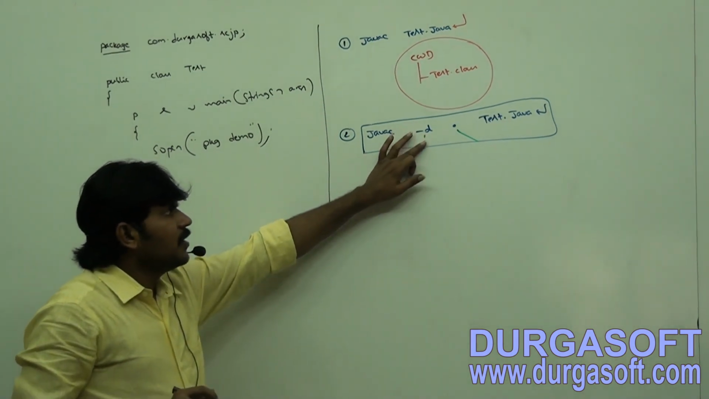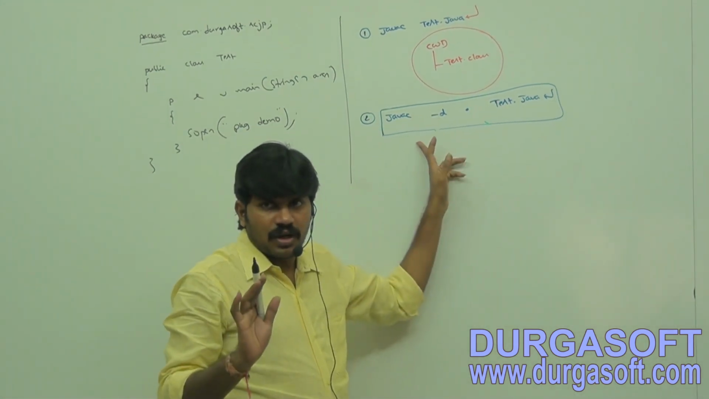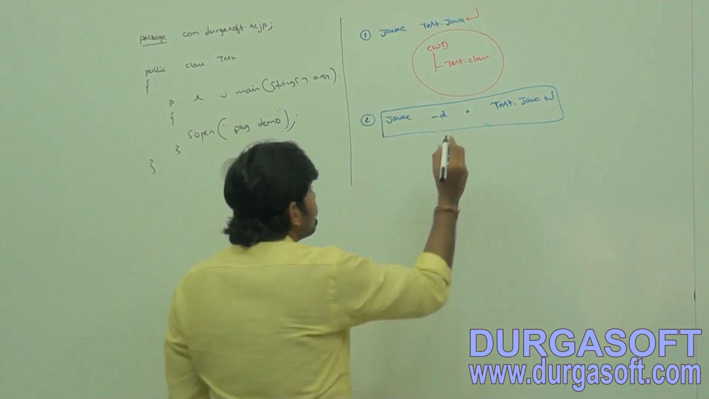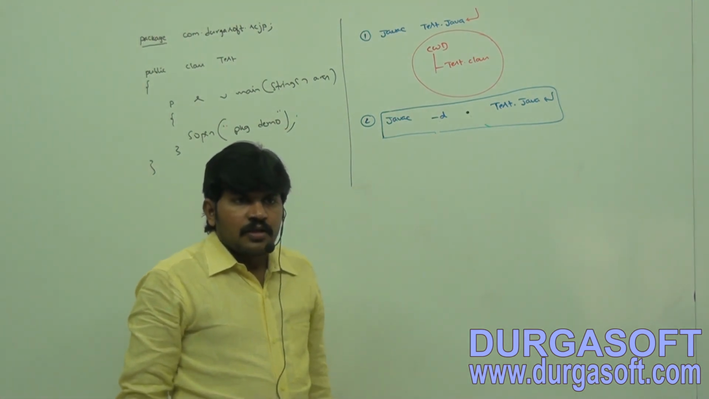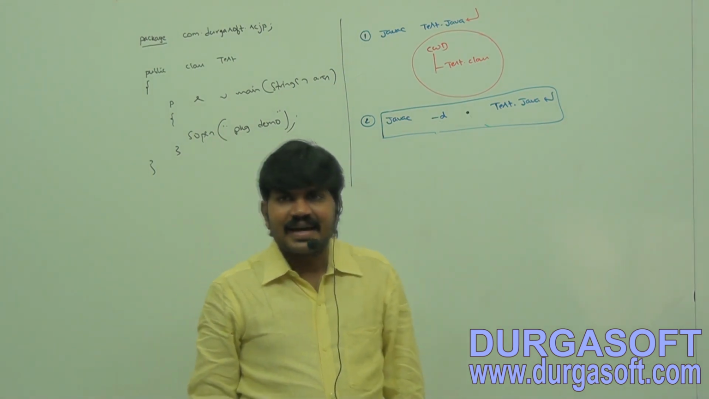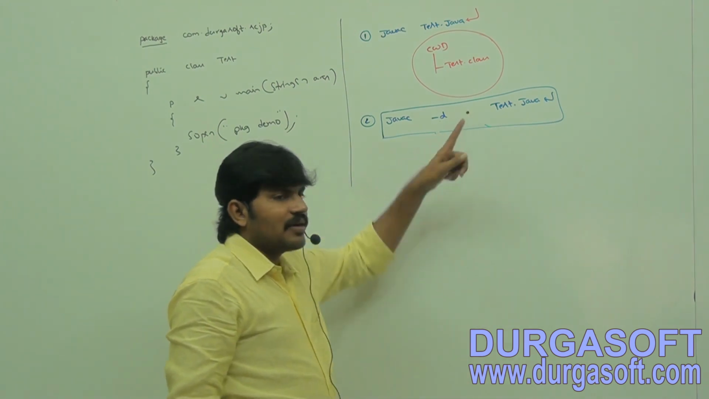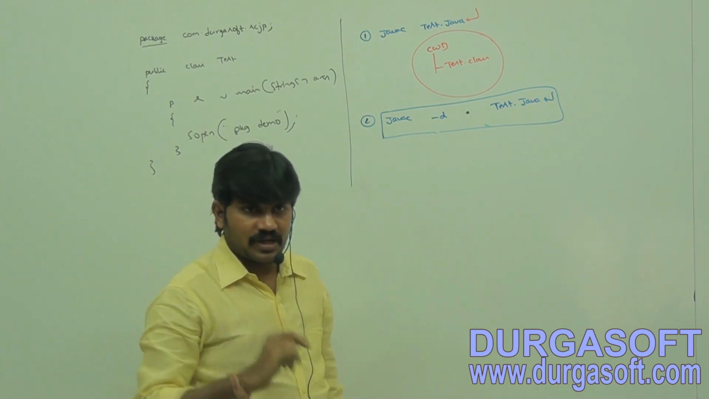Observe this one: javac -d . Test.java. Happily the code compiles fine, no problem at all. What is the dot? Dot means current working directory. Instead of dot, can I take C colon, or D colon, or E colon? Instead of dot, we can take any valid directory name, no problem at all.